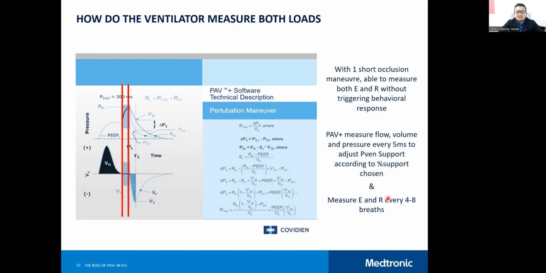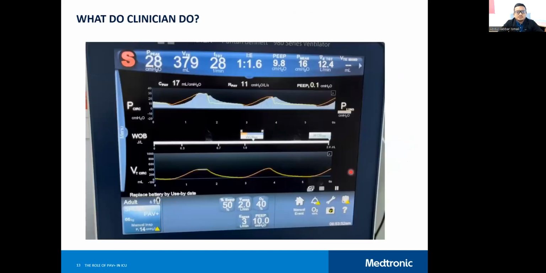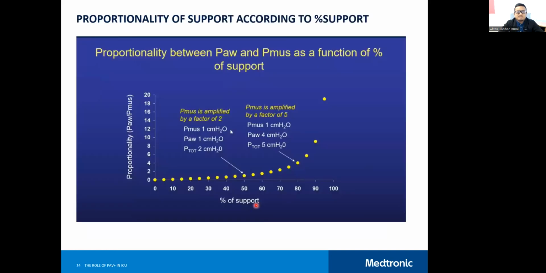And it measures E and R every 4 to 8 breaths. So they continuously remeasure and readjust according to the current condition of the compliance and resistance, as well as the amount of effort by the patient. So it follows the patient. The more the patient wants, the more the patient gets. So as you can see here, what does the clinician do? Very easy. The clinician chooses the appropriate percentage support and adjusts the PEEP. These are the only two maneuvers, on top of the oxygen, FIO2.